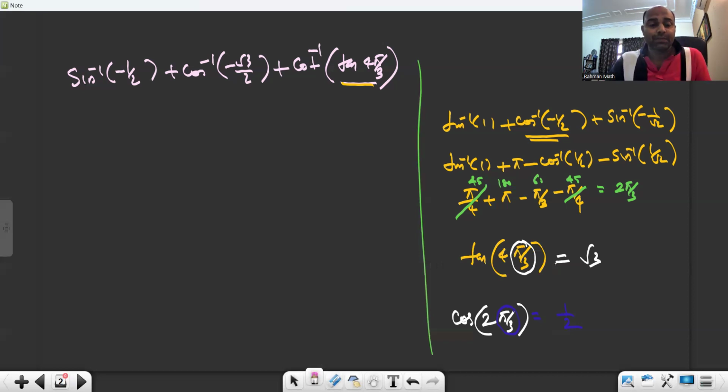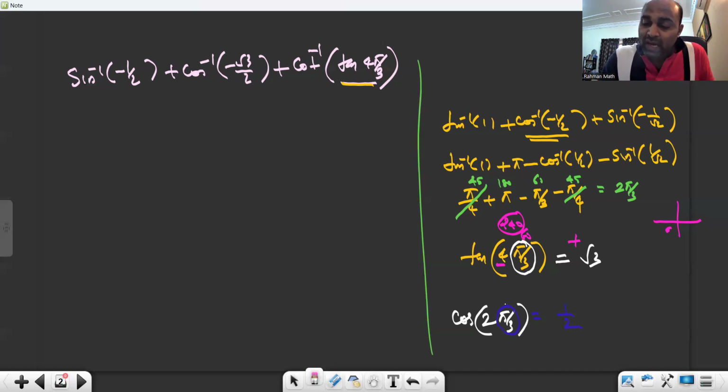After that, there is 4, and pi by 3 means 60. 4 into 60 is what? 240. 240 which quadrant? Third quadrant. That everybody should know. Third quadrant tan is what? Positive. You know our ASTC rule. Third quadrant tan is positive. Don't forget about that.